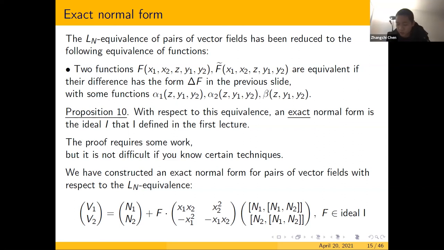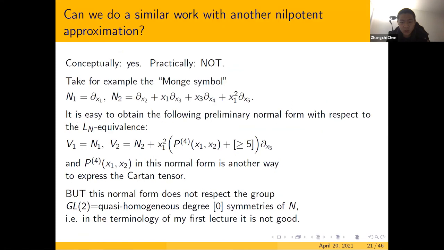And another question is on page 21. Wait, I don't hear you. Page 21. Ah, 21. Yeah, I'm here. So here you mentioned another normalization, another pre-normal form, which is good, which respects this, yeah? So my question is, does this pre-normal form respect some other group conjugate to this group?